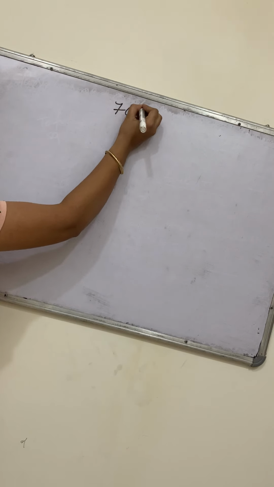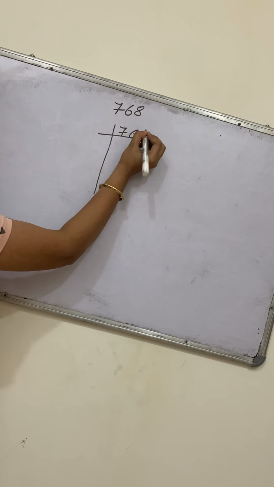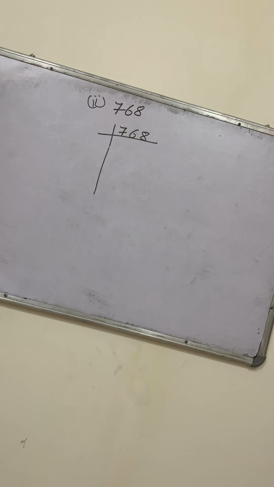768. We have to find the square root of 768, or we have to check whether it is a perfect square or not. If you have to check whether it is a perfect square or not, or you have to find the square root, we are going to use the same method. If the question is to check whether it is a perfect square or not.